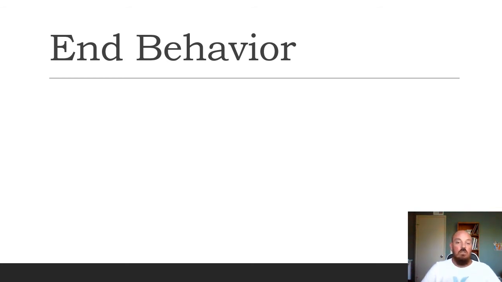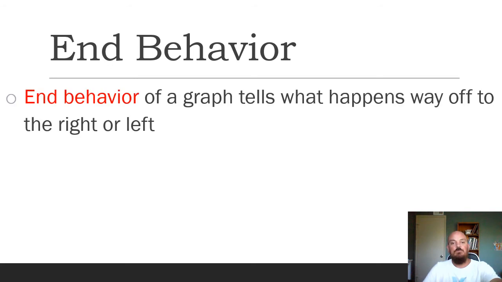Okay. Our last topic for this section is something called end behavior. And end behavior is exactly what it sounds like. It tells you what a graph does at the ends. So if you have this graph, what's happening way, way, way off to the ends? What's happening way off to the left? And what's happening way off to the right?